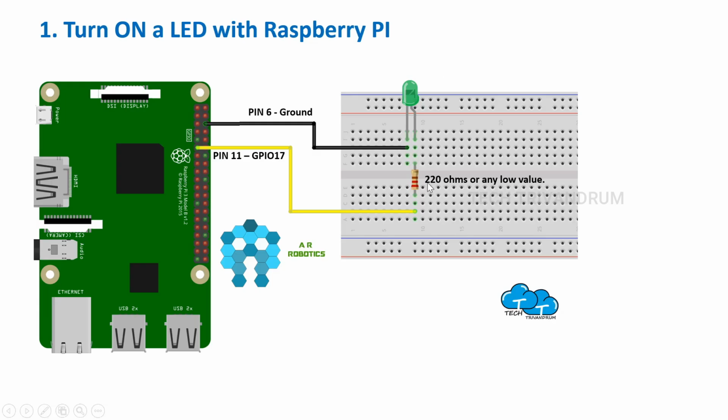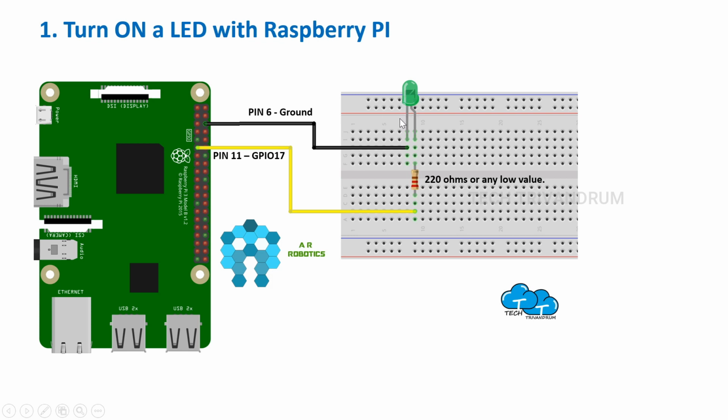And you can see a 220 ohms resistor is also connected in between the LED's anode and this GPIO 17 pin. This is just to limit the current flow to the LED. You can use any low value resistor. This 220 ohms value is not specific.